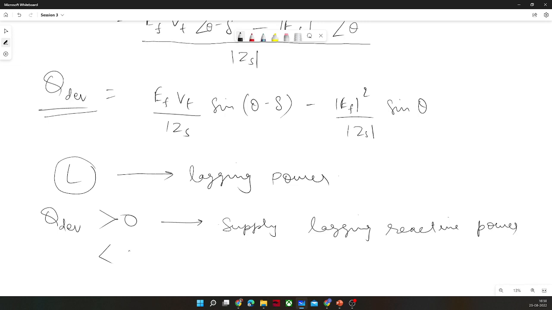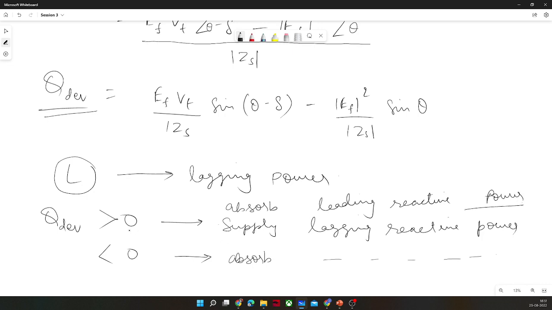If it is less than zero, it will absorb the same lagging reactive power. In other terms, you can also say if Q developed is higher than zero, it will absorb leading reactive power. So if you keep any one nomenclature in mind, then you would be able to say.